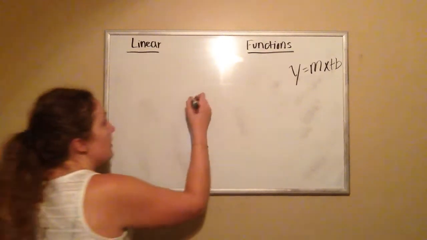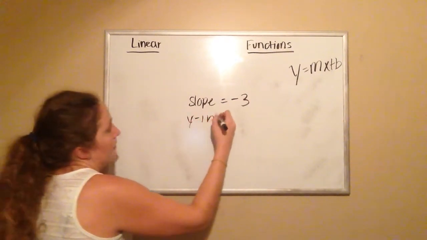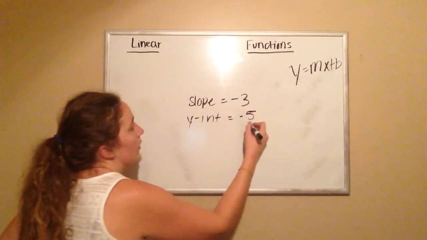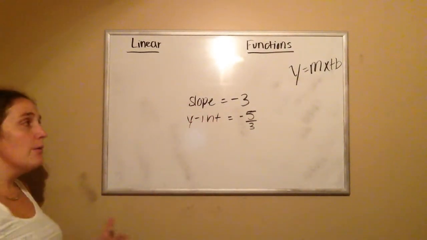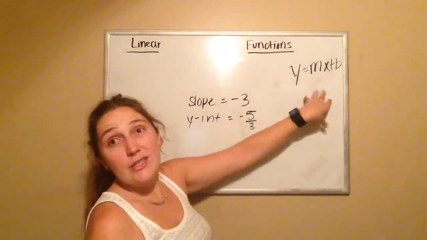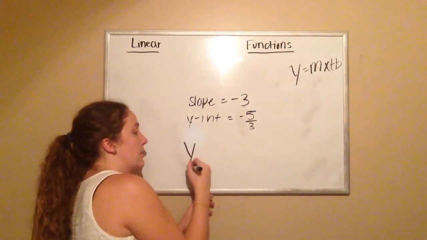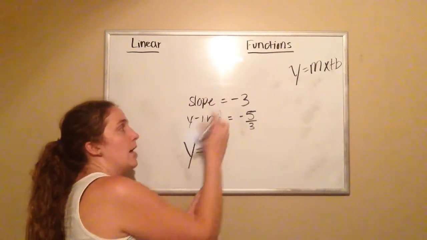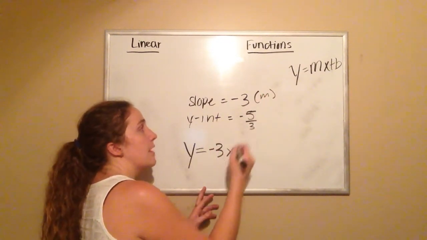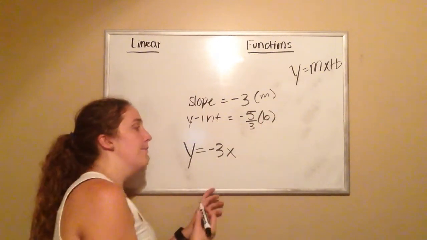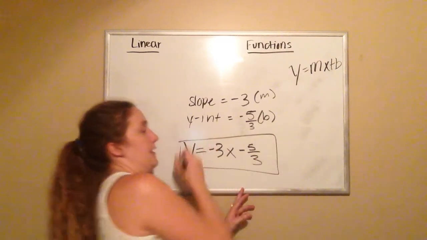So let's say I told you that you had a slope of negative 3 and a y-intercept of negative 5 over 3. Okay? I'm telling you all the information you need. All I want you to do is write an equation. So you just have to plug in. Just plug things in. So we're going to start with that format. Y is equal to, it says m. Well, we know our slope is really our m. So negative 3 x plus b. Well, we know our y-intercept is really our b. So we have minus 5 over 3. And we get our final answer there.